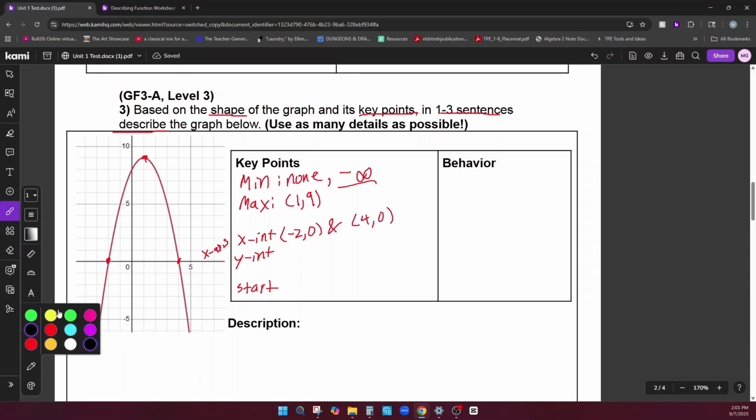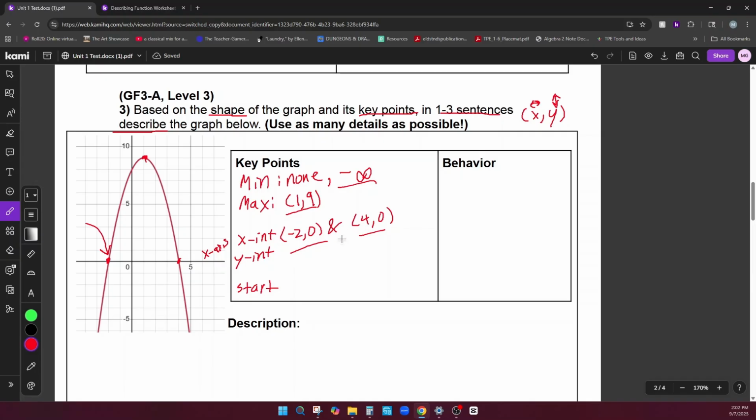Quick note, you'll notice that I am writing all my values. I didn't just write -2 and 4. I wrote -2, 0, and 4, 0. Whenever we're talking about points on a graph, you want to make sure that you're including the x coordinate and the y coordinate as well. So all our coordinates are written as x and y, x being our left to right, and y being our up and down values.